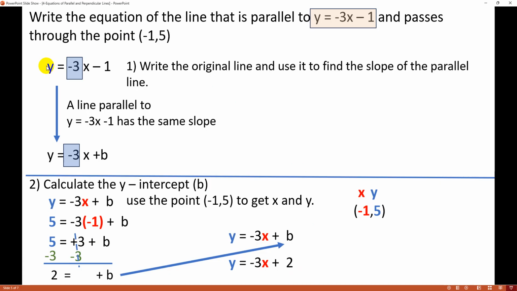Again, first we figure out what the slope is. Then to figure out the y-intercept, we use the point that they give us. That point is a point that this line crosses. So when you replace the x and the y in this equation, it has to provide you the value of b.